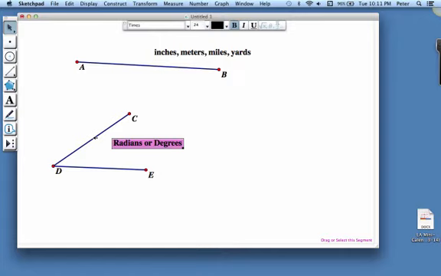A radian or a degree measures the amount of turning from one side to the other side of an angle occurring at the vertex. We won't deal much with radians this year. That's something you'll learn more about in pre-calculus. But degrees will be something we use often.